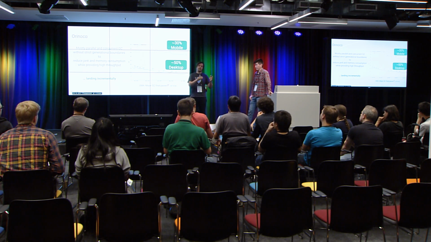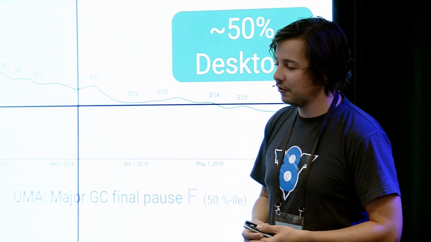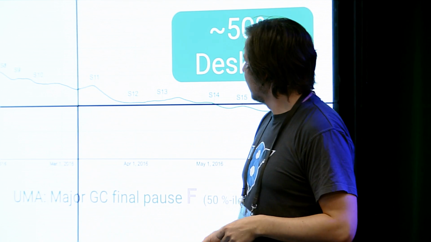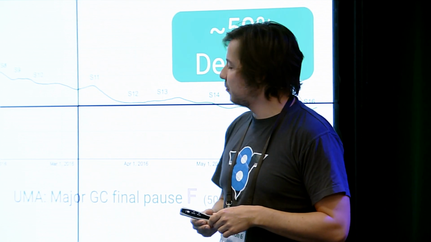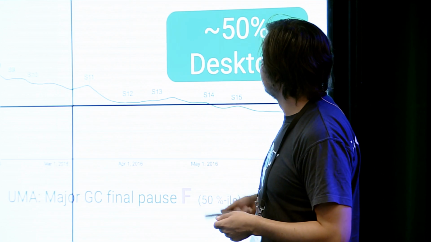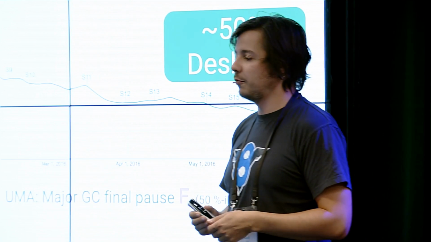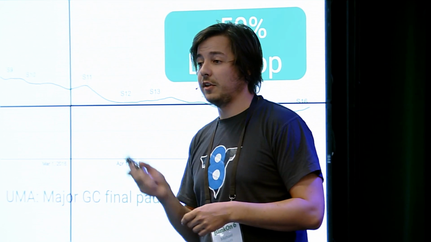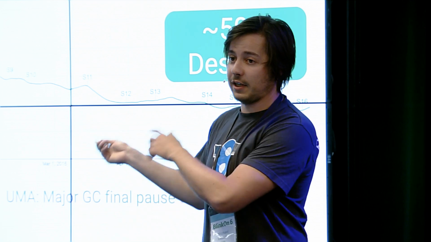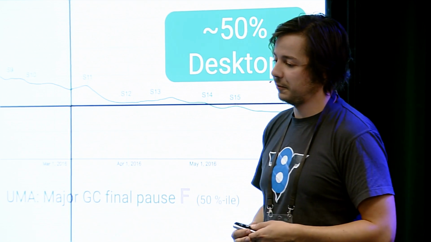So we have split it up into smaller parts, smaller features, and we've been launching it continuously over the last couple of months. What you see here is a UMA graph that basically shows the final garbage collection pause time for Android and Windows. And you can observe that jank has already been reduced there a lot. We have a 30% improvement on mobile and a 50% improvement on desktop, only since February, because we only track this correctly since February.